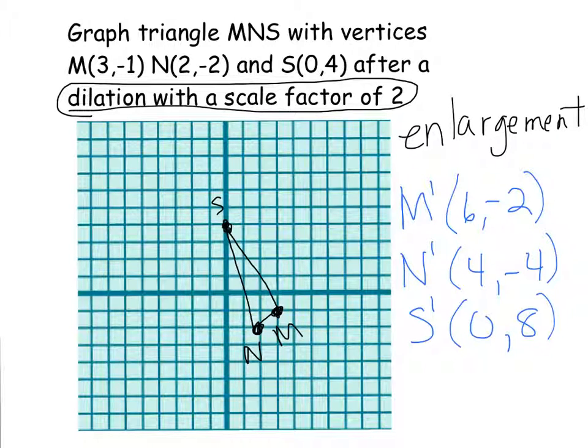And then you just plot the points. You'll go over 6 and down 2, and there's M prime. Then N prime is going to be over 4, down 4. And then S will be over none, up 8. There's S prime. So you just doubled the size of your original triangle.